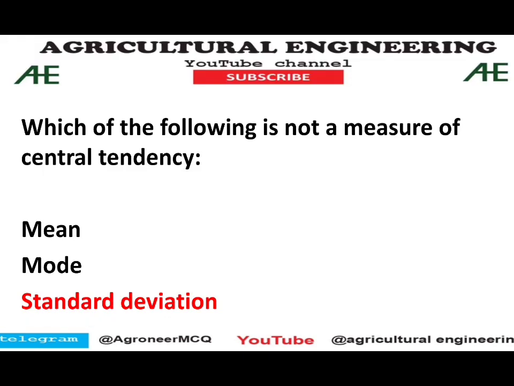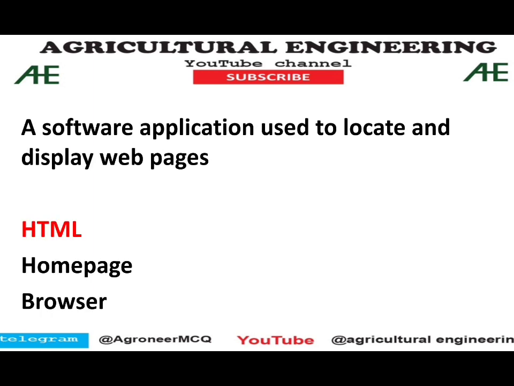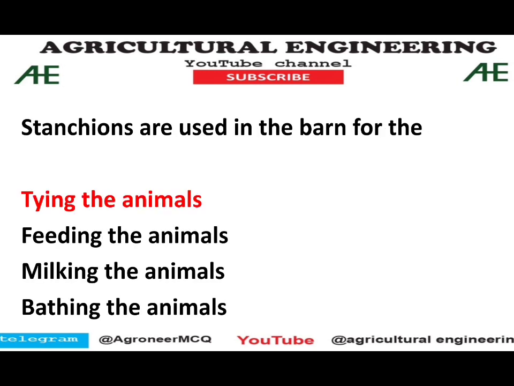Which of the following is not a measure of central tendency? The answer is standard deviation. A software application used to locate and display web pages is called HTML, Hypertext Markup Language. Stanchions are used in the barn for tying the animals.